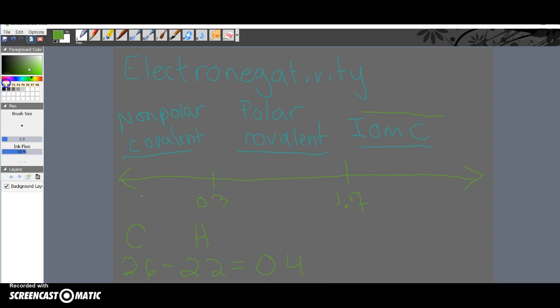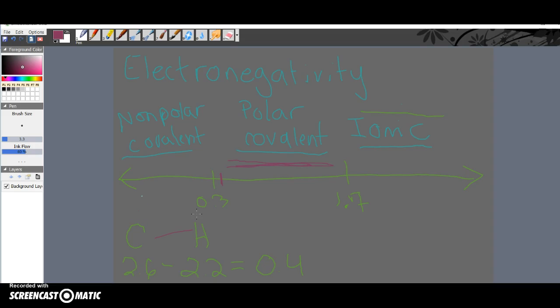On our number line here, that would fall right about there. So it's pretty weak, but it's in this polar covalent section. So if it's in this middle section, we're going to call it polar covalent. So this bond between carbon and hydrogen is going to be a polar covalent bond.